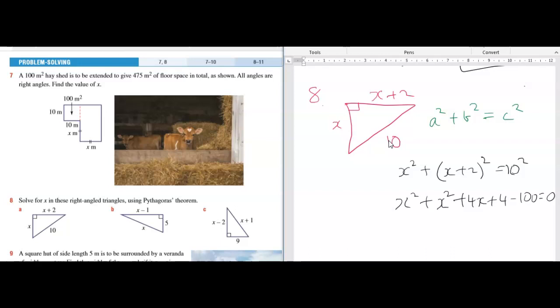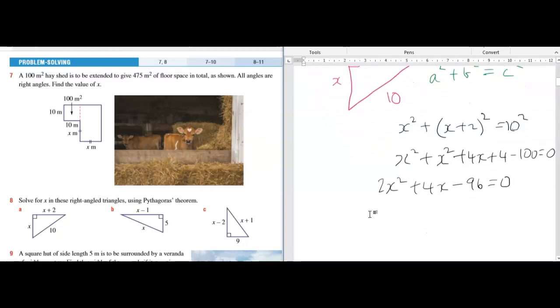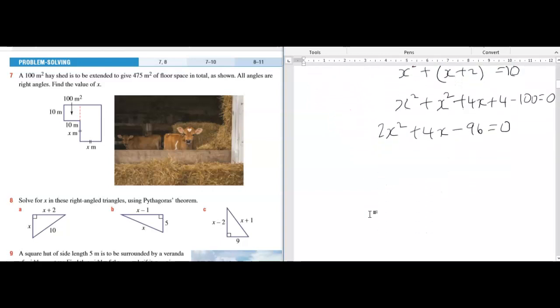We look at our like terms first. We've got 2 lots of x squared here, so we're going to have 2x squared, then plus 4x, and then plus 4 minus 100, so we're going to have negative 96.